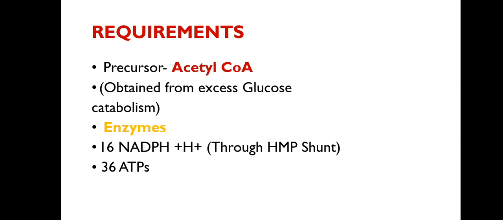Of course, there will be enzymes that we're going to need. We're going to talk about them. Apart from that, we're going to need about 16 NADPH molecules plus hydrogen. These we can obtain through what we call the HMP shunt. Those that have been following me know that the HMP shunt produces NADPH. The HMP shunt, the hexose monophosphate pathway shunt, or the pentose phosphate pathway shunt, I explained how this comes about. So we're going to need NADPH, and about 36 ATP molecules to be able to synthesize that cholesterol. So it's an energy requiring process.